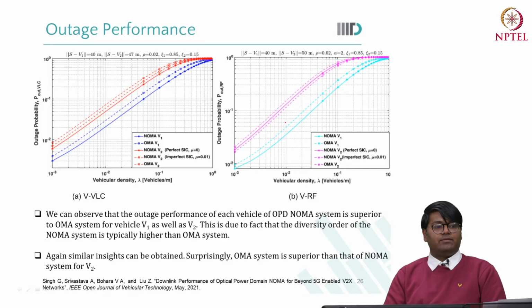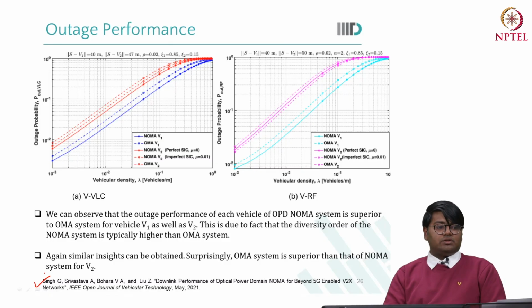Now, I leave this as a simulation exercise for our learners to plot the outage probability as a function of vehicular density using MATLAB. One can refer to the following reference for detailed analytical equations and simulation parameters. You can verify your analytical results with the simulation results, and the way we perform the simulation is similar to what we have seen previously.